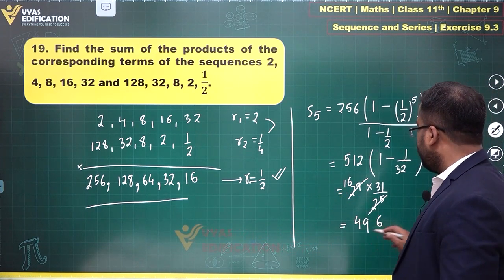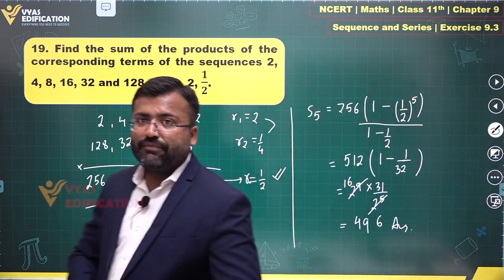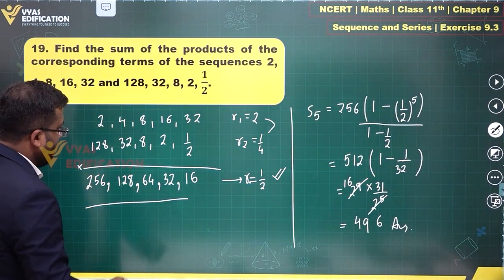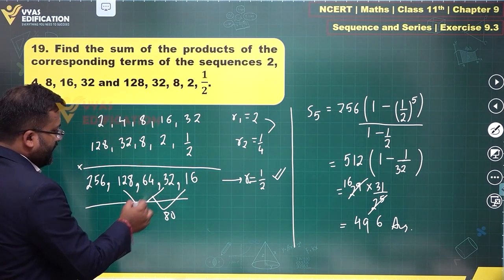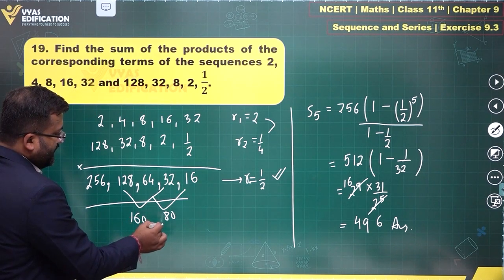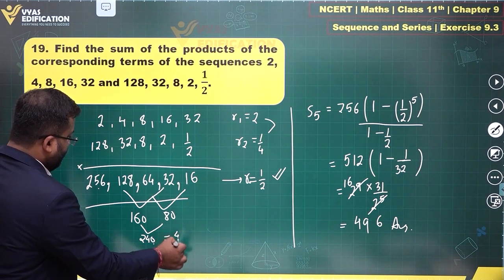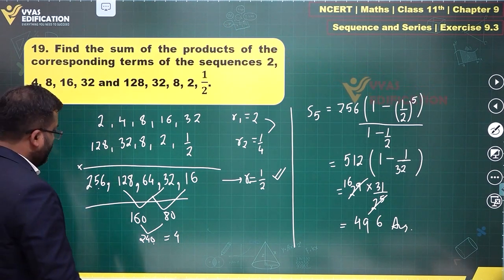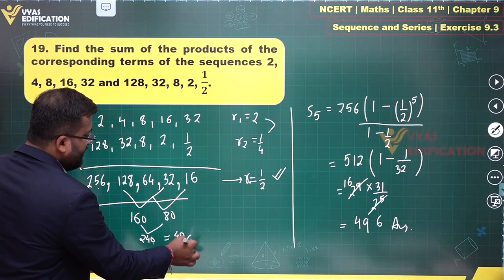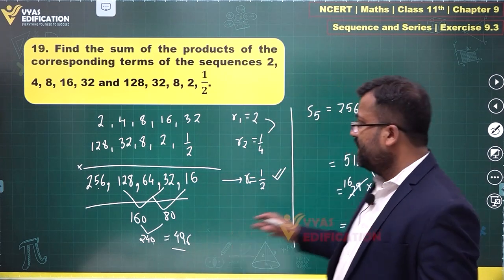Let's check the calculation once. We can directly find the sum as well. If we directly find the sum, what do we get? This is 80, this here is 160, so this becomes 240. 240 plus 256 is 496. So that's the complete sum.